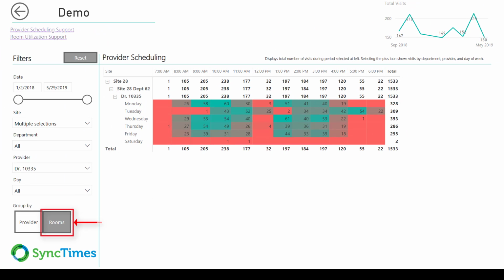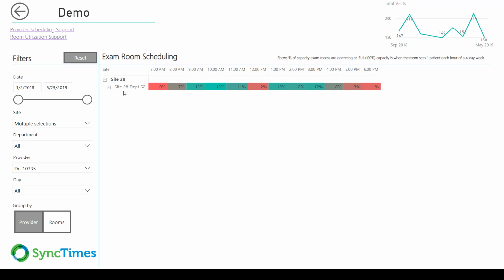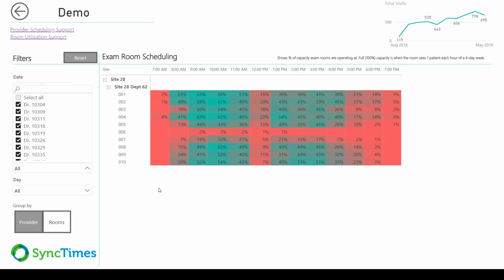A similar report is exam room utilization. We can use this report to identify areas in the health center where we could increase capacity. So let's go ahead and expand this once more so that we can see all of the exam rooms at this health center. And let's go ahead and select all the providers once again. This report can help answer questions like, where do we have space for a new provider? Or do we need to build more exam rooms?